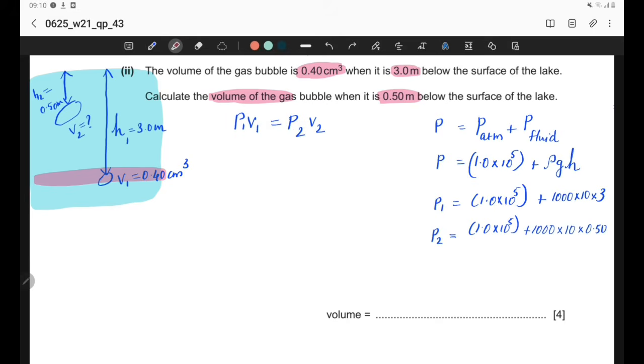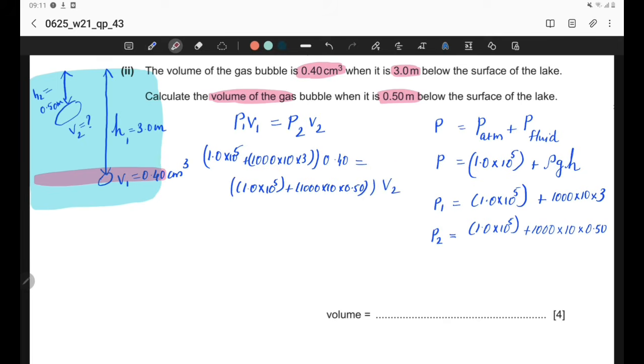So we will get P1, which we already calculated here. We can substitute that in the place of P1. So P1 is 1 times 10 to the power 5 plus 1000 times 10 times 3, that whole times V1, which is 0.40, must be equal to P2. Again we have 1 times 10 to the power 5 plus 1000 times 10 times 0.50, that is P2, times V2, which we don't know and need to calculate.